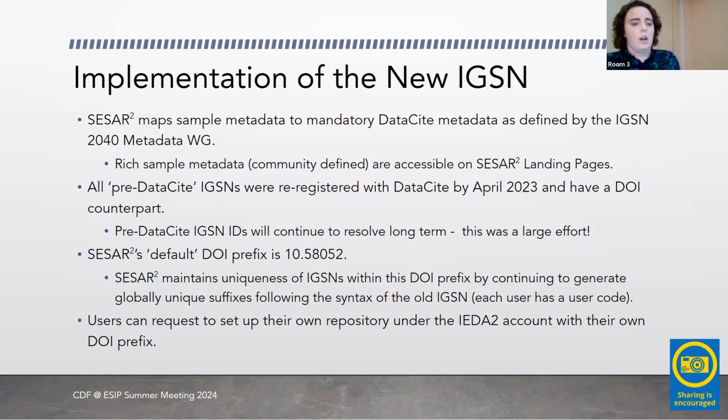And then one way that we're supporting some of our larger users is that users can request to set up their own repository and then receive their own DOI prefix. So they don't have to use the CSAR one if they would like to have their own prefix associated with their IEDA2 account. And IEDA is the Interdisciplinary Earth Data Alliance. It's a larger umbrella that CSAR currently falls under.